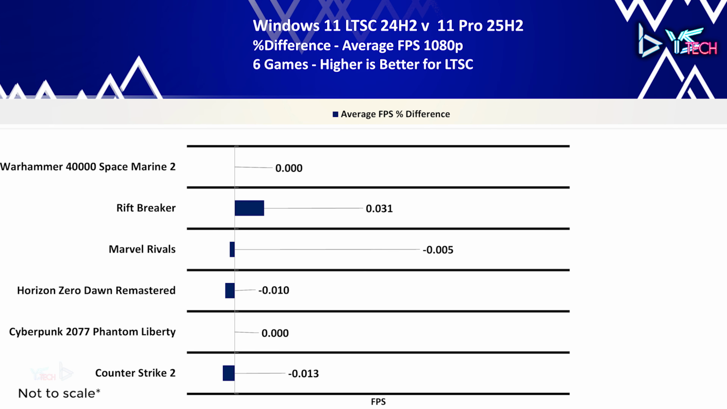Next up we have our percentage difference graphs for average FPS of these 6 games. Now we can see there's literally not much of a difference between LTSC and Windows 11 Pro here, whatsoever. The highest percentage difference is 3% in favor of LTSC on Riftbreaker, and there's not much of a difference on the others. Sorry guys, I wish there were more to say about there being an advantage for LTSC, but I think I will need to go and retest with the LTSC 25H2 version, because I am using 24H2, so I'd like to see what the difference is there.